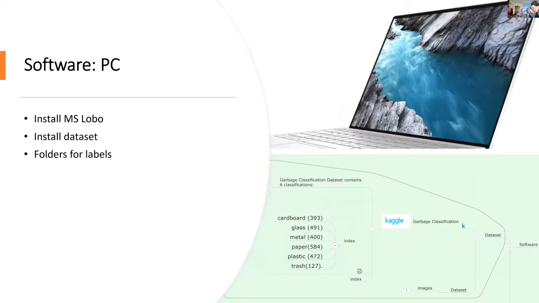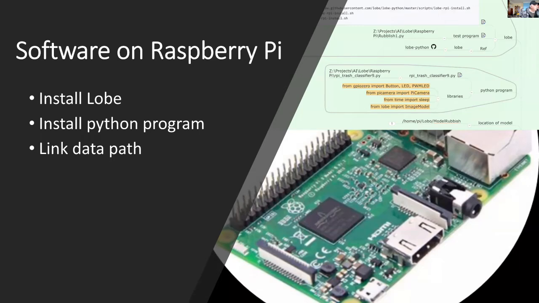For the software, we've already installed the Microsoft Lobe, and we need to install the dataset. So on the Raspberry Pi, we also need to install Lobe and install the program and create a data link, so the Python program knows which directory to find the data.